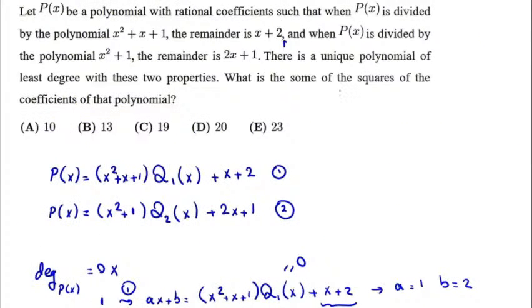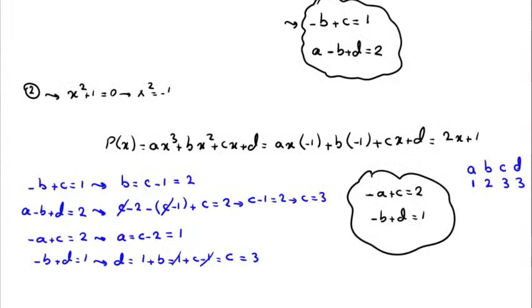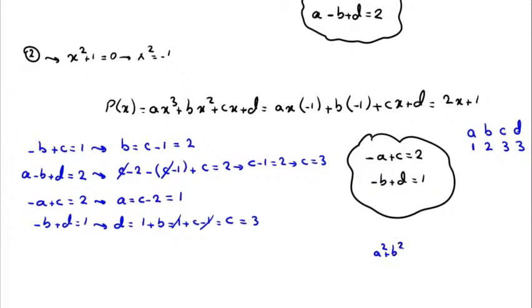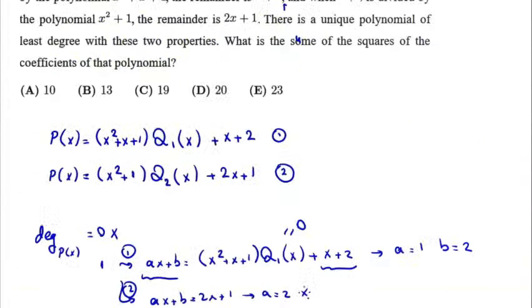The problem wants what? The sum of the squares of the coefficients of that polynomial. Okay. So it will be a squared plus b squared plus c squared plus d squared. A squared is 1, b squared is 4, c squared is 9, d squared is 9. 9 plus 9, 18, plus 4, 22, plus 1, 23. So the answer of this problem is 23, and the answer is E.